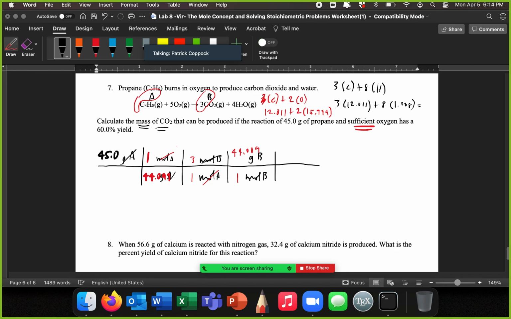So moles of B cross off. This is going to give me the theoretical yield.